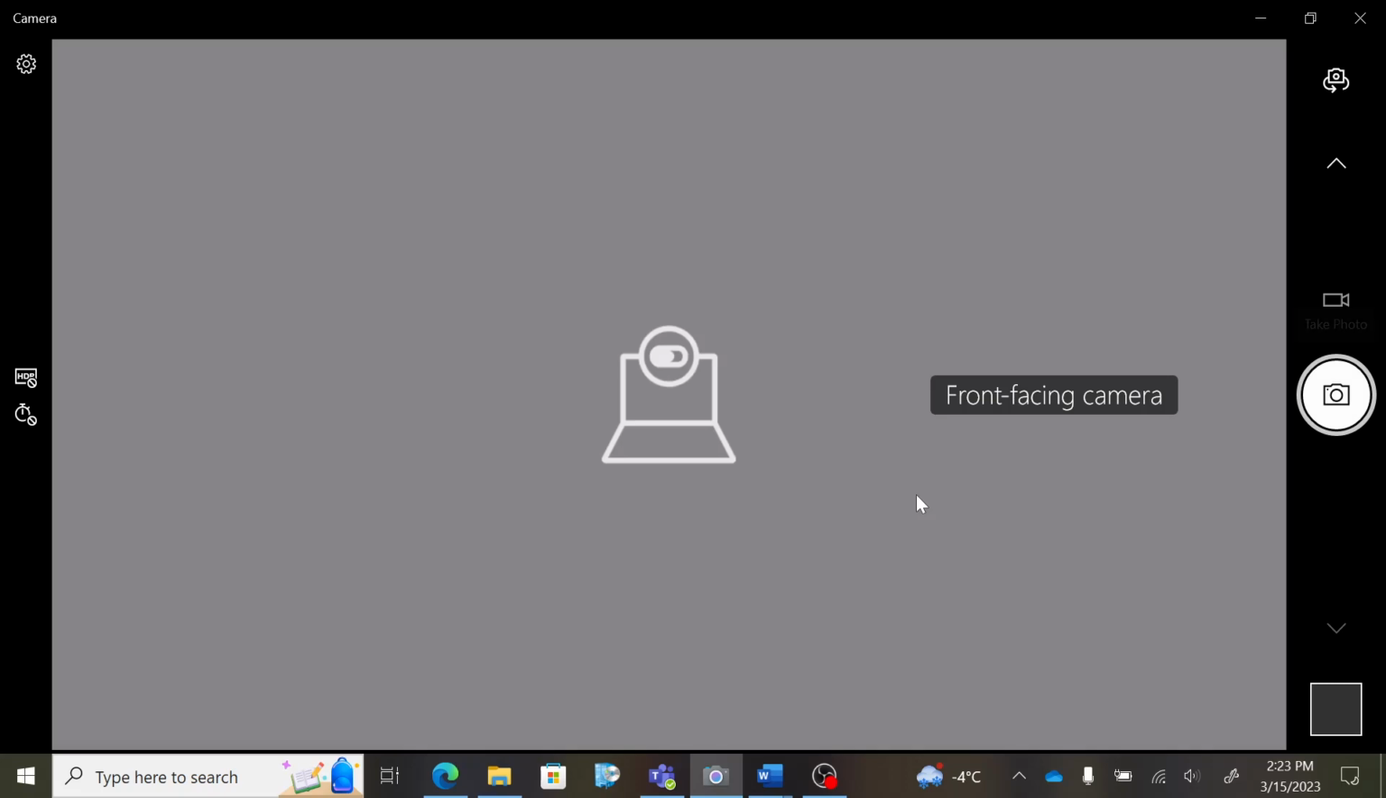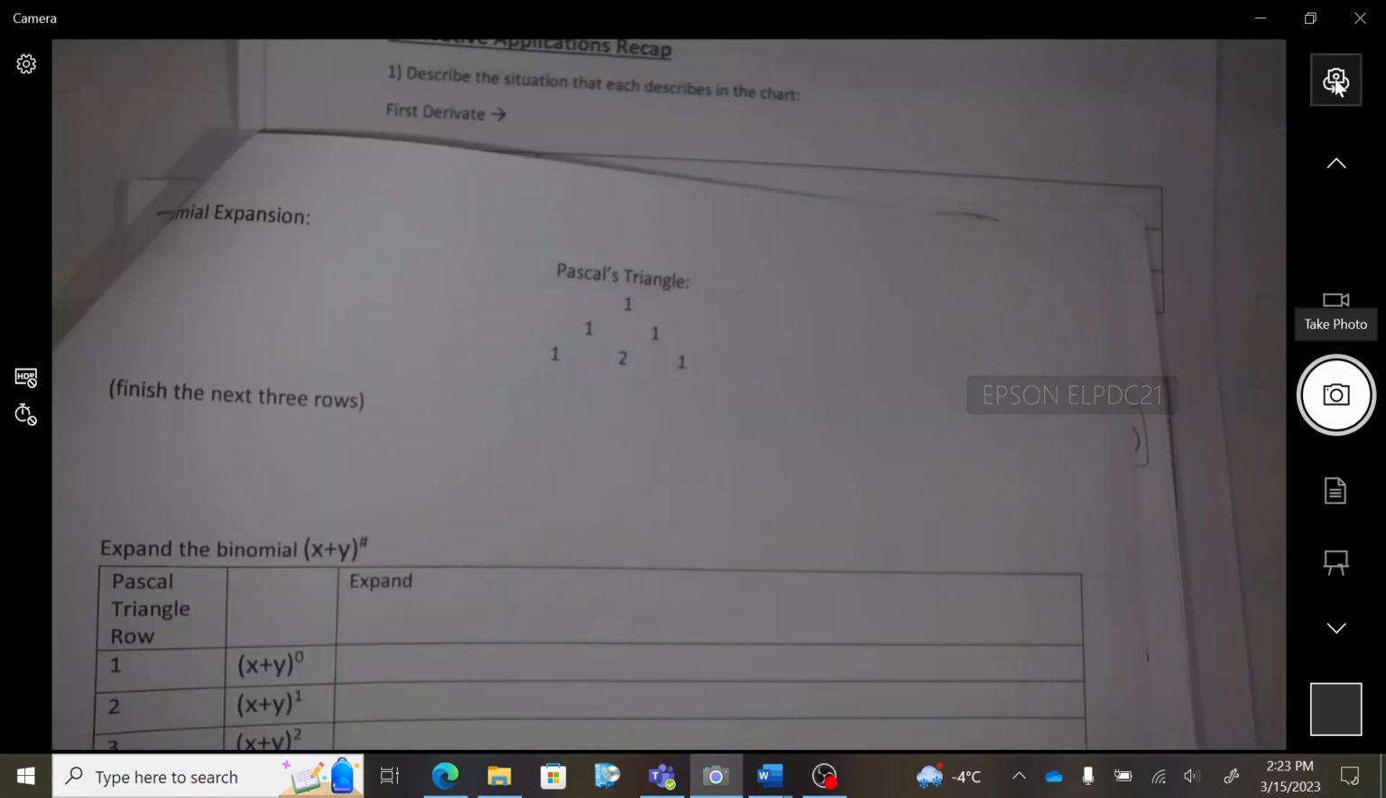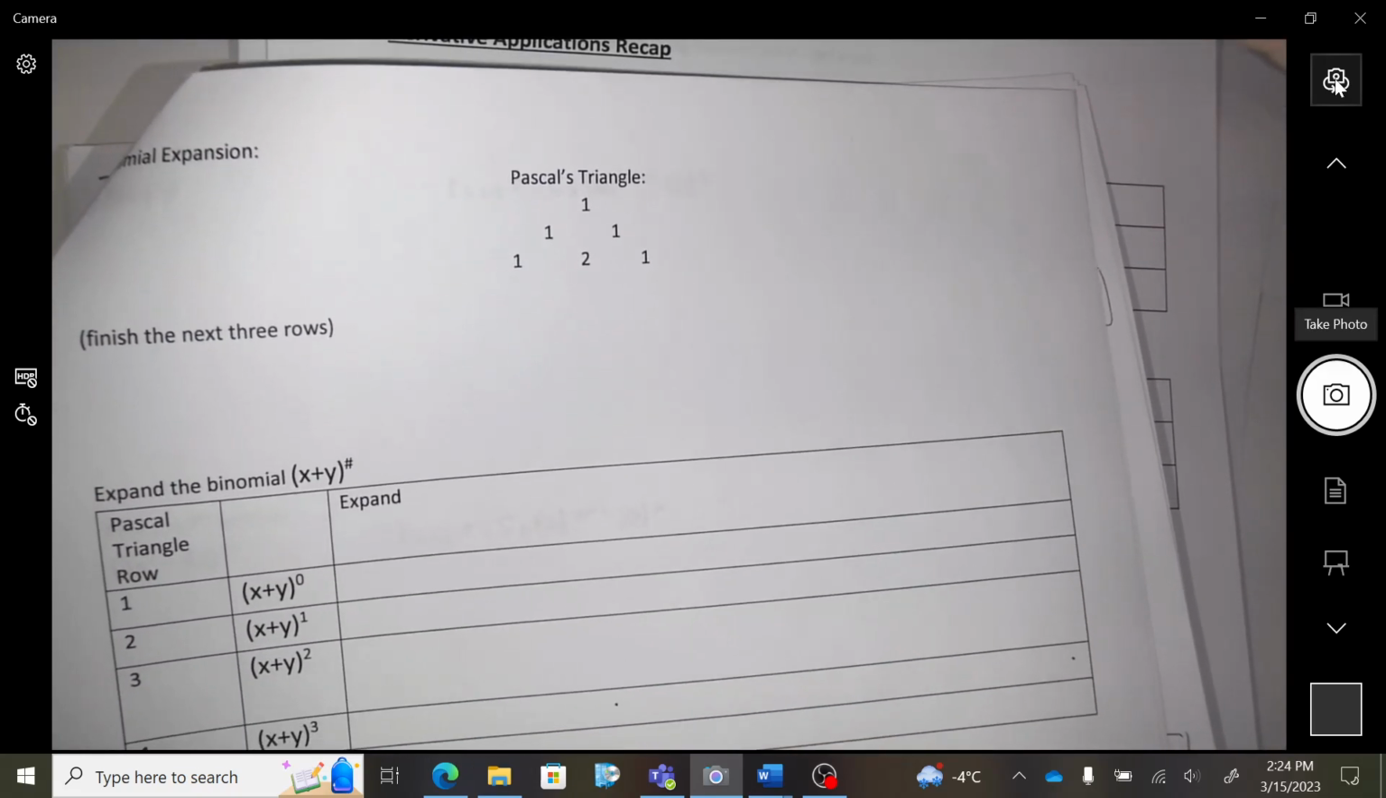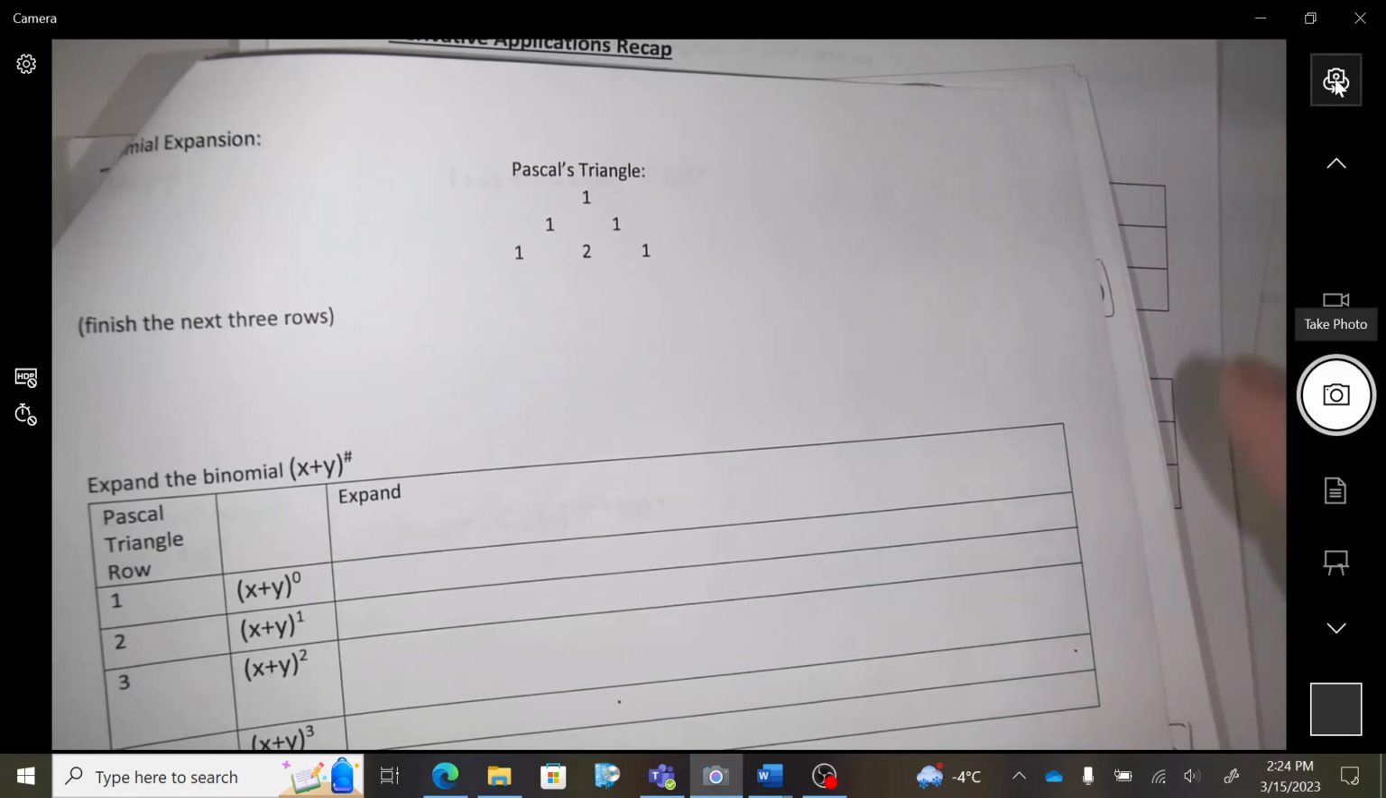Did you find the spot called binomial expansion, Pascal's triangle? Yes. Okay, we're going to make Pascal's triangle. So I got us started.